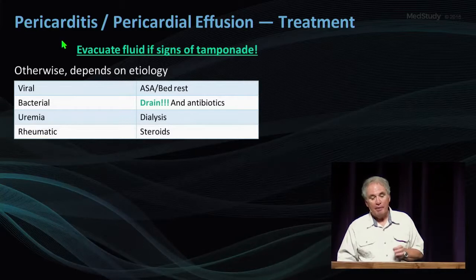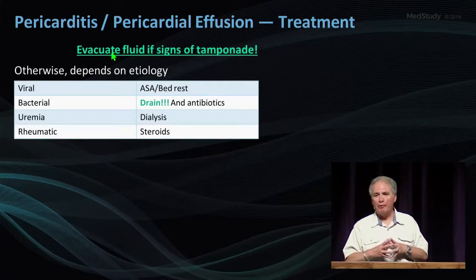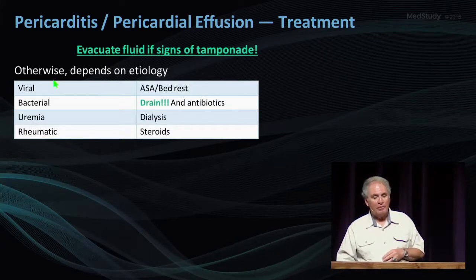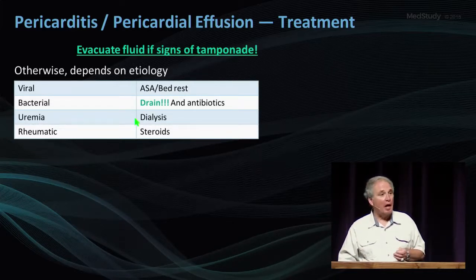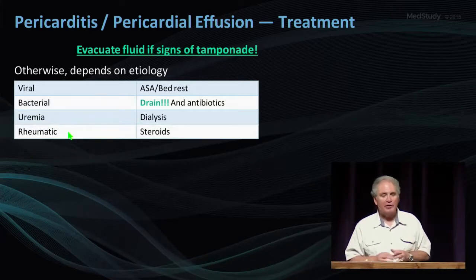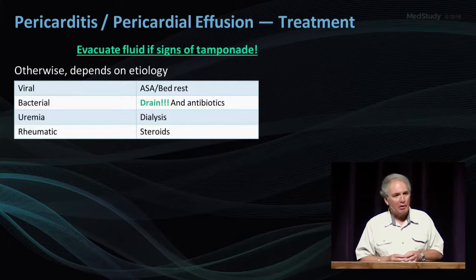So, treatment of pericardial effusion and pericarditis depends on the etiology. If there's tamponade, evacuate the fluid, just do it, okay? If you think the etiology is viral, aspirin and bed rest are prescribed. If it's bacterial, you must drain the pus from the pericardial space and administer antibiotics. If the etiology is uremia, they need to be dialyzed. And if it's a collagen vascular or rheumatic etiology for the pericarditis and the pericardial effusion, steroids are administered. So it depends on the etiology.